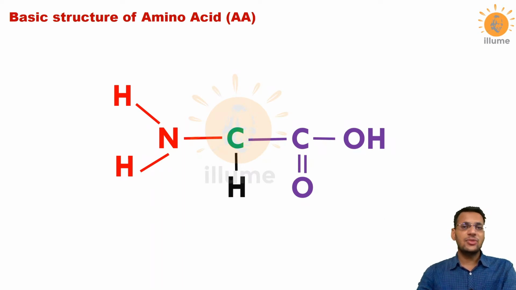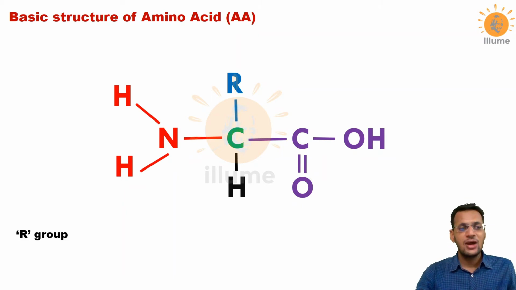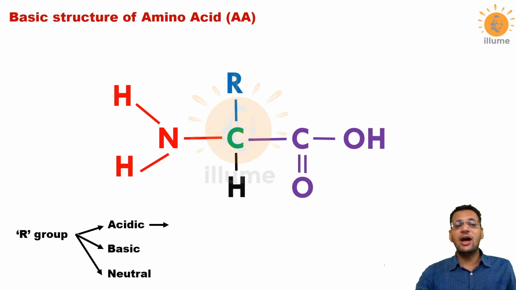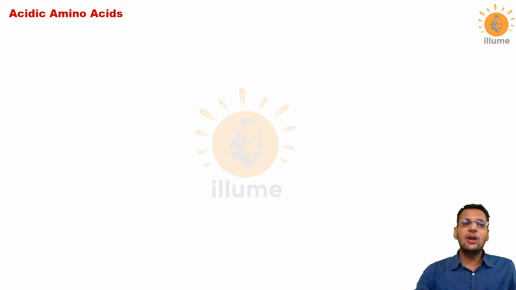The variation amongst all amino acids lies in the fourth valency of carbon, that is the R group. The R group is a variable group which varies amongst all the amino acids. The chemistry of an amino acid depends on the chemistry of its R group. The R group can be acidic, basic or neutral. If the R group is acidic, the amino acid is acidic. If the R group is basic, the amino acid is basic, and if the R group is neutral, the amino acid is neutral. So let's start with the acidic amino acids.